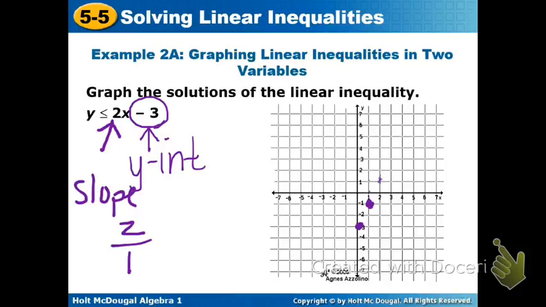But now, before we connect those dots, we have to figure out what kind of line we're going to have. And that, my friends, is all based on that symbol. I know I just covered it up, so let me uncover it. What symbol was that? That is a less than or equal to. The equal to tells me that I have a solid line.